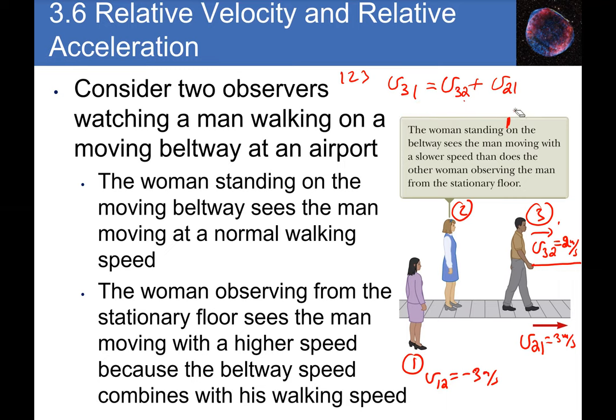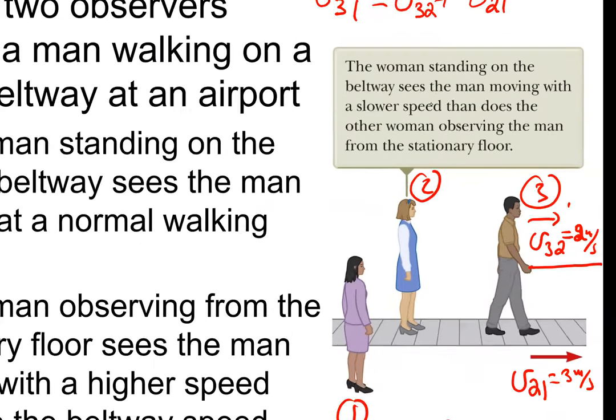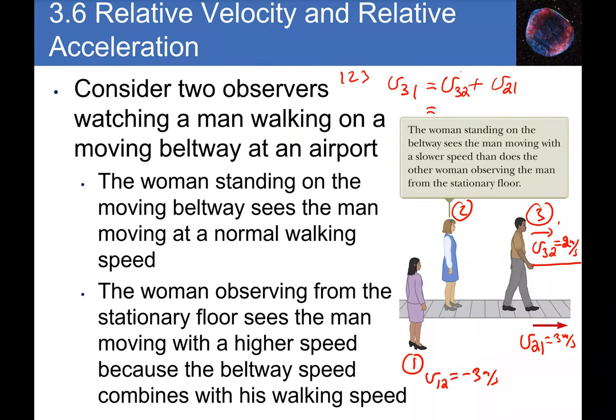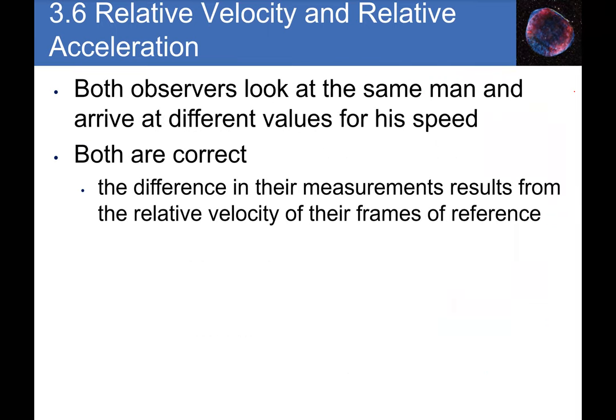Then let's use this equation to calculate that. What is the velocity of 3 relative to 1? Well, it says the velocity of 3 relative to 2, which we have here, remember it was 2 meters per second, plus the velocity of 2 relative to 1. Well, that was 3 meters per second, and we end up with 5 meters per second. That's how we calculate that. So you don't have to guess, you can actually calculate it.